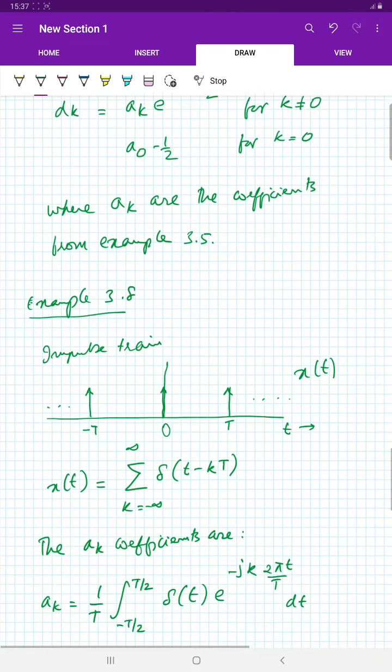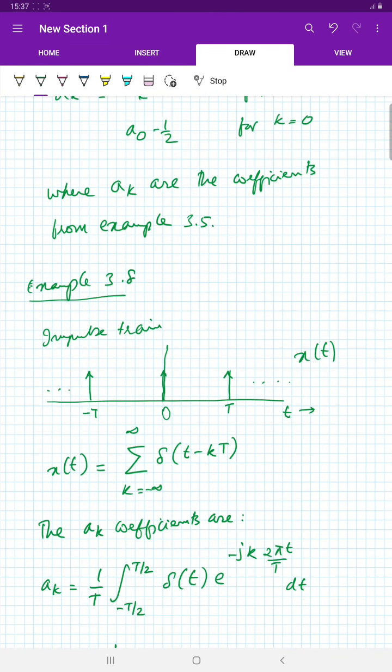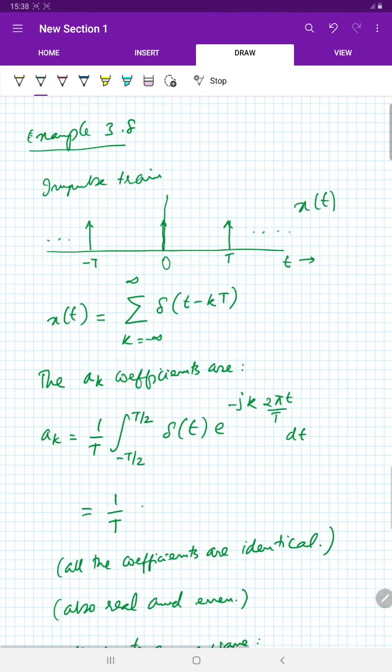Another example, example 3.8 from the book. This signal is known as an impulse train. It is nothing but a sequence of periodic impulses over a time T. This is x of t, and it goes over time and repeats, and it is represented by the sum of delta of t minus kT, where k goes from minus infinity to infinity. This is my x of t. How will you compute the Fourier series coefficients?